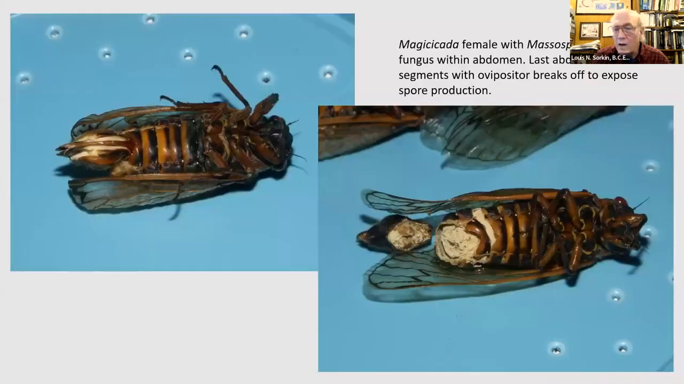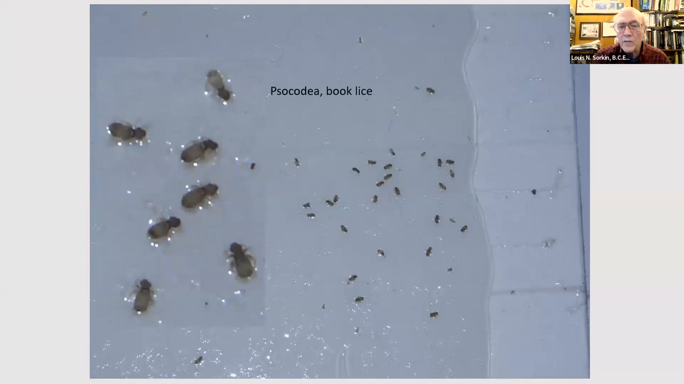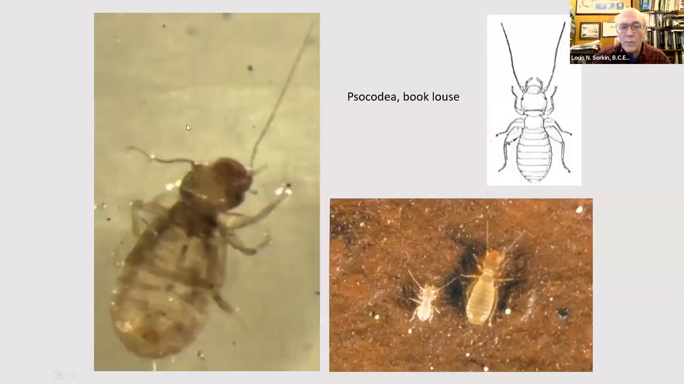And this is a periodical cicada that has a body full of fungus that is associated with those 17 and 13-year cicadas. Book lice, you might have come across. They have an enlarged clypeus. It's very distinctive once you know what to look for, plus a thread-like antenna.